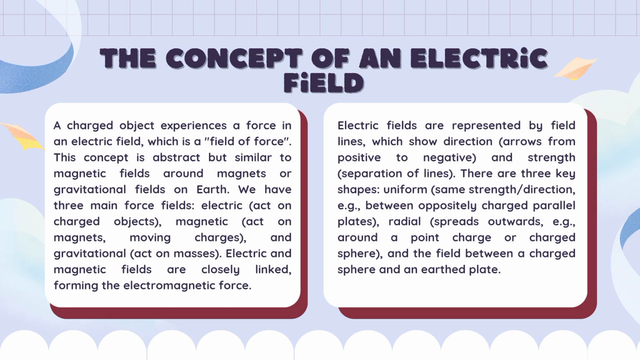These lines show the direction of the field with arrows pointing from positive to negative, and each strength is indicated by how close or far apart the lines are. There are three cases of electric fields: uniform, where the strength and direction are the same everywhere, like between oppositely charged parallel plates; radial, which spreads outwards like around a point charge or a charged sphere; and the field between a charged sphere and a charged plate.